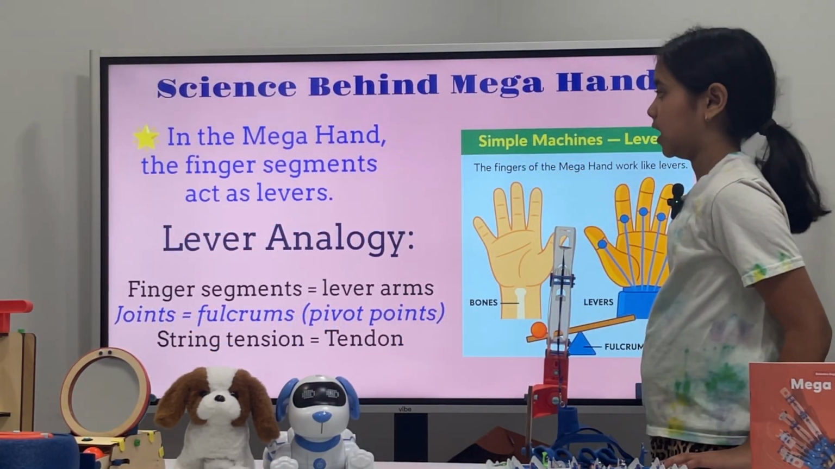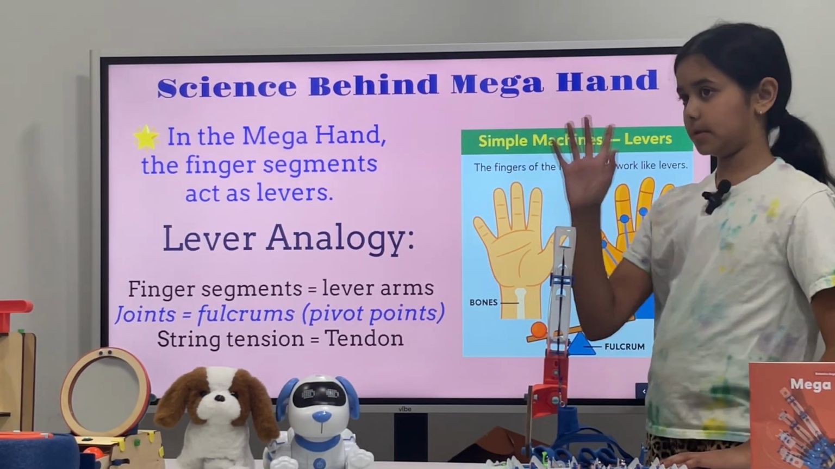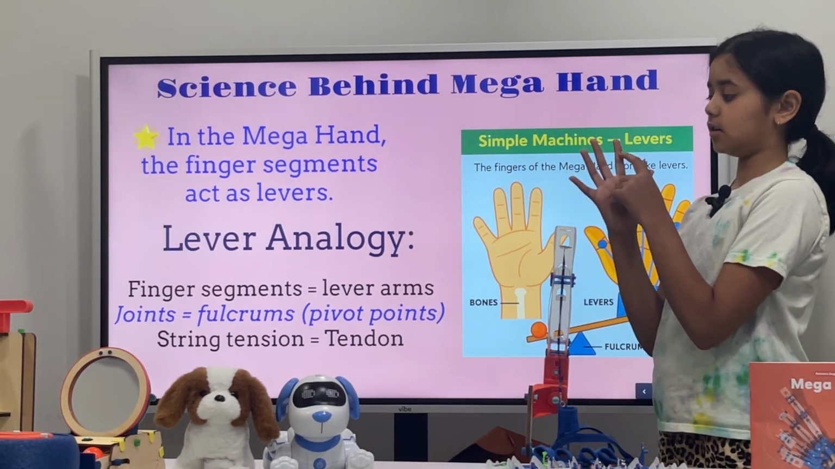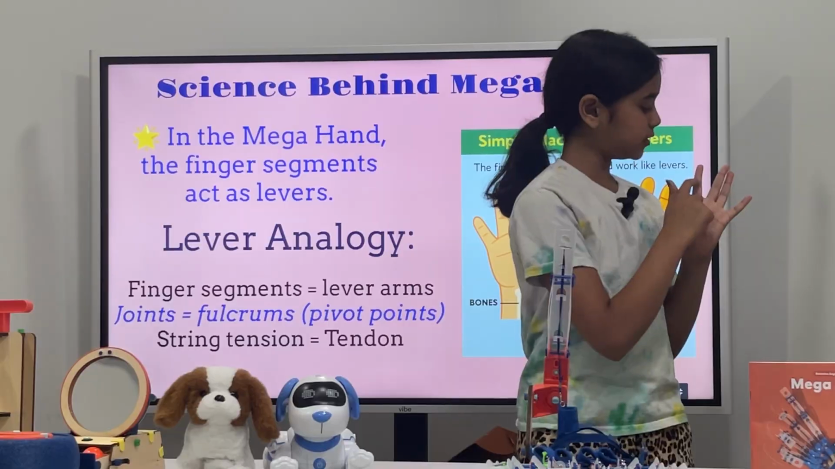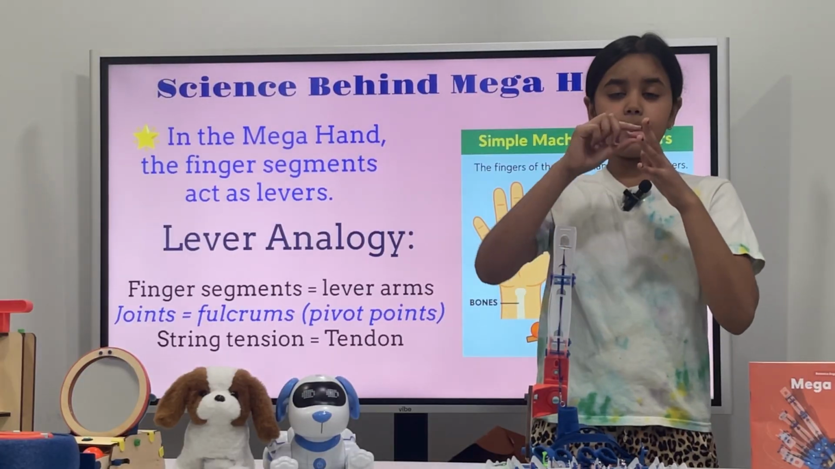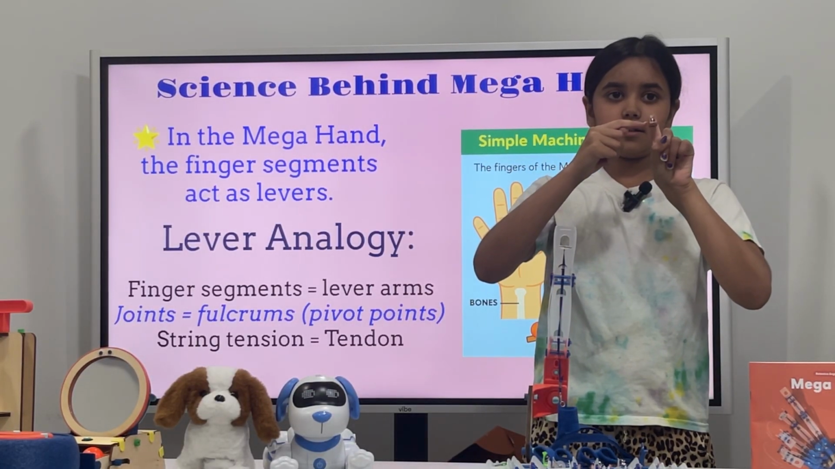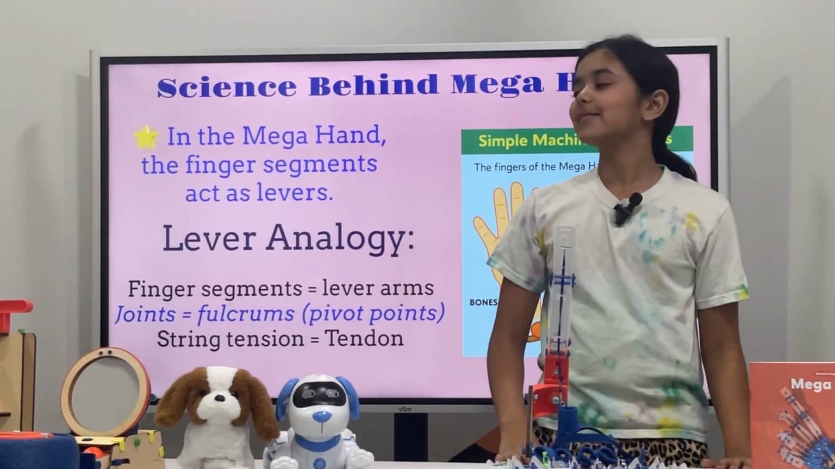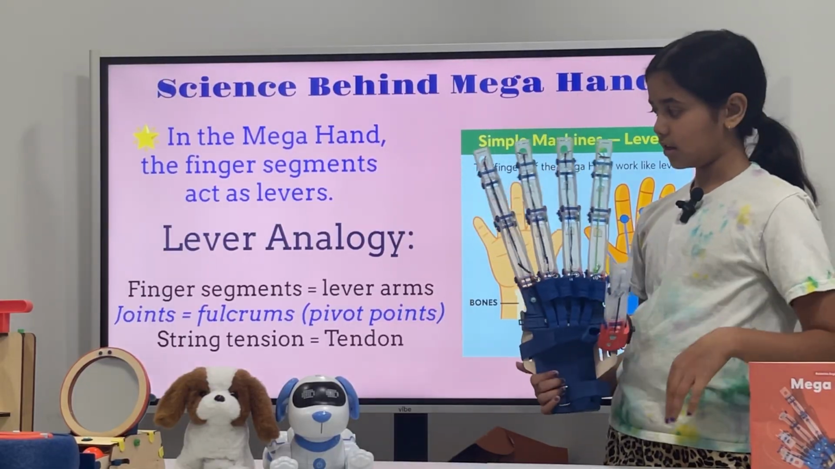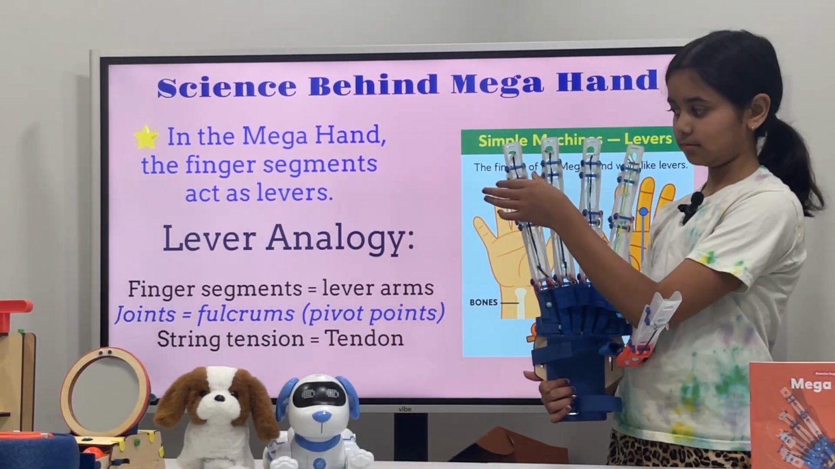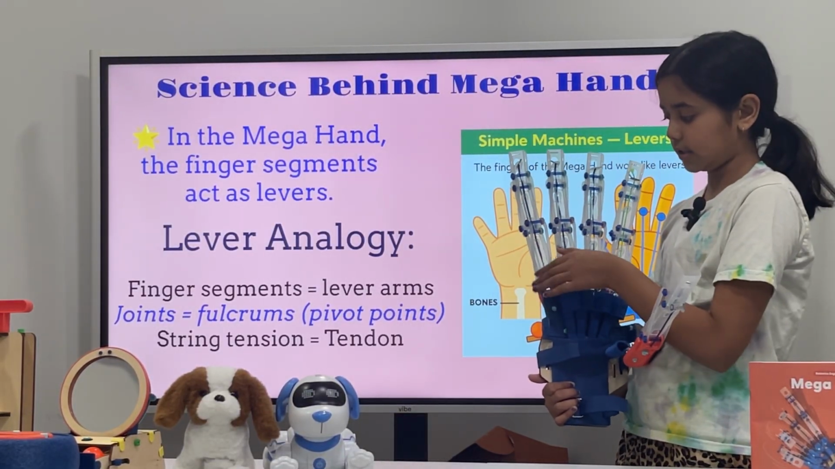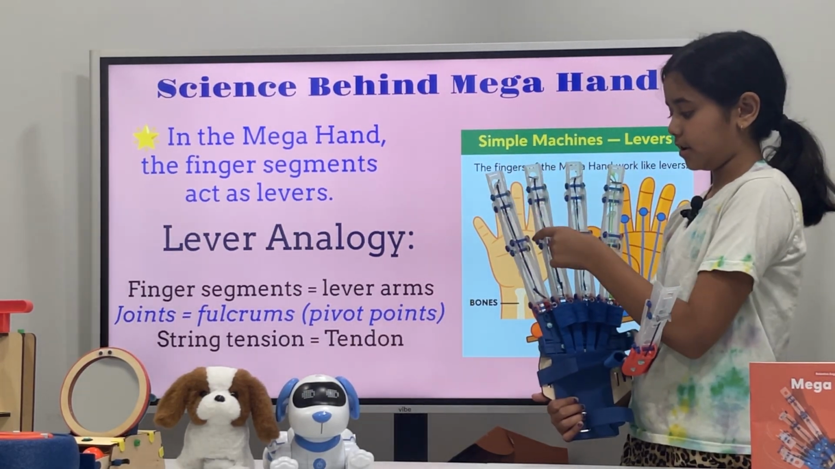So, the science behind the Mega Hand. In the Mega Hand, the finger segments, but what are the finger segments? So the finger segments are, whenever you look at your hand and you see these lines, those are where your segments are. So as you can see, I bend it. It bends exactly where that line is. Now you can see. So there is a science behind that. And then in your Mega Hand, if you have one, these are your segments. So here's another segment, and here's the last segment.